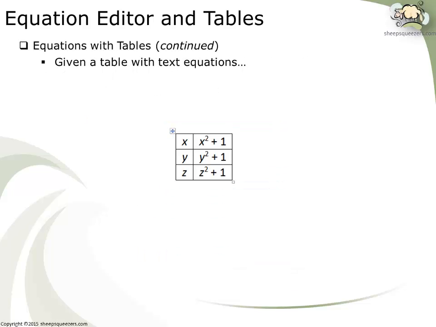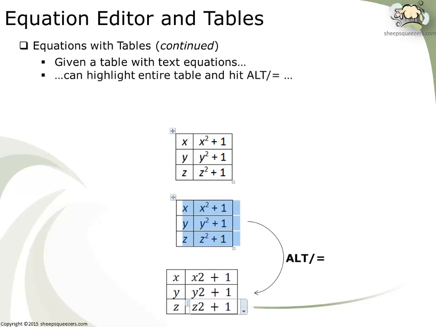Now, given a table with text equations, that is equations that are not equation editor objects, as you see on your screen, those squares are actually superscripted 2's. You can actually highlight the entire table and hit Alt equals, and that will change every single cell into an equation editor object. And if you have a lot of those, it makes it very nice, very fast to change every cell into an equation editor object. So again, every cell is changed into an individual equation editor object.